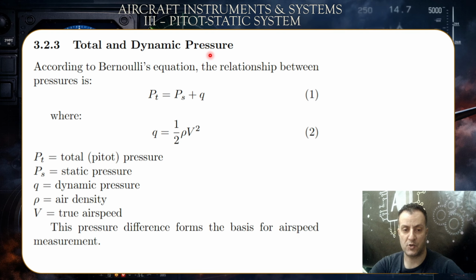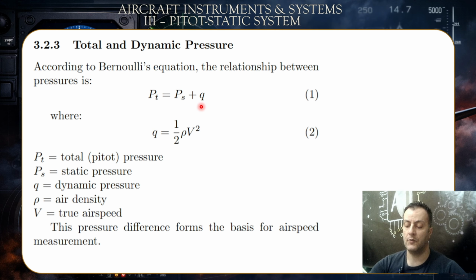Total and dynamic pressure. According to Bernoulli's equation for the motion of fluids, and it's not only aerodynamics, aerodynamics is one application, but it is applicable for different types of fluids, such as water, different other types of liquids, different other types of gases. So, based on Bernoulli's equation, the total pressure, PT, is equal to static pressure, which is force divided by the area where the force is being applied, plus dynamic pressure, or Q, which is 1/2 rho V squared.